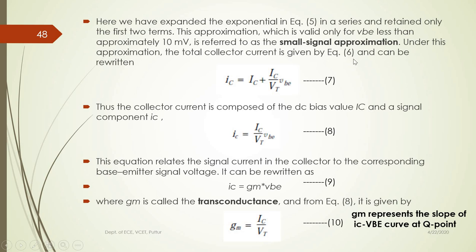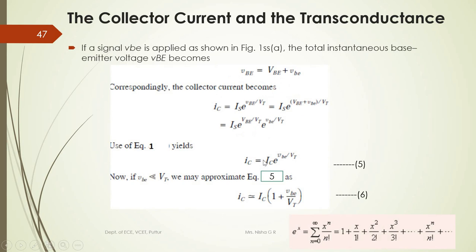That is the previous equation that we have seen. IC is equal to capital letter IC into 1 plus vbe by VT. Now if I remove the bracket, then it will become IC plus IC by VT into vbe. Thus the collector current is composed of the DC bias value IC, that is this one, and the AC signal component ic. How are they telling this is the AC component? See, IC into vbe by VT. You see the previous equation.